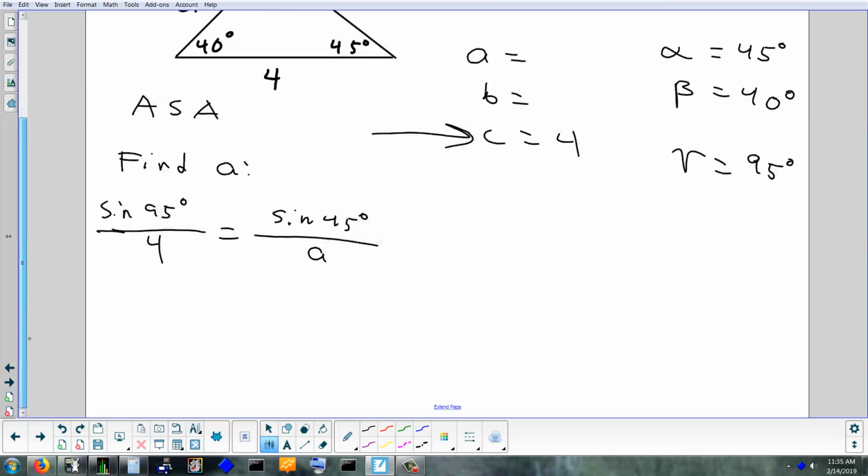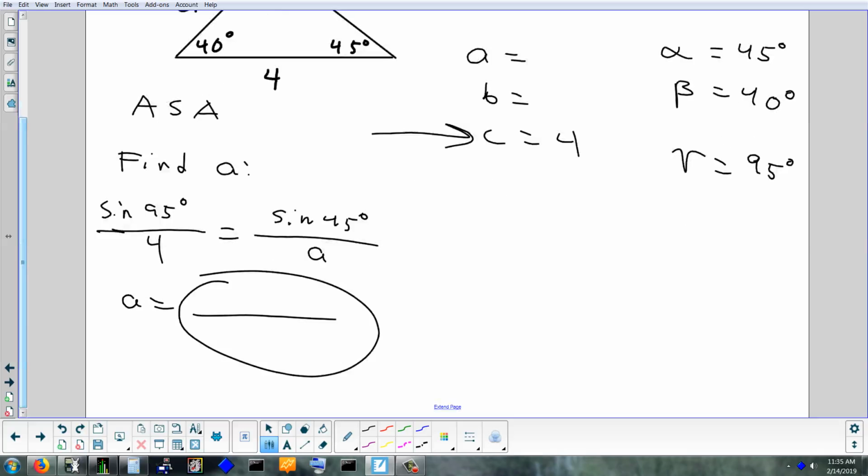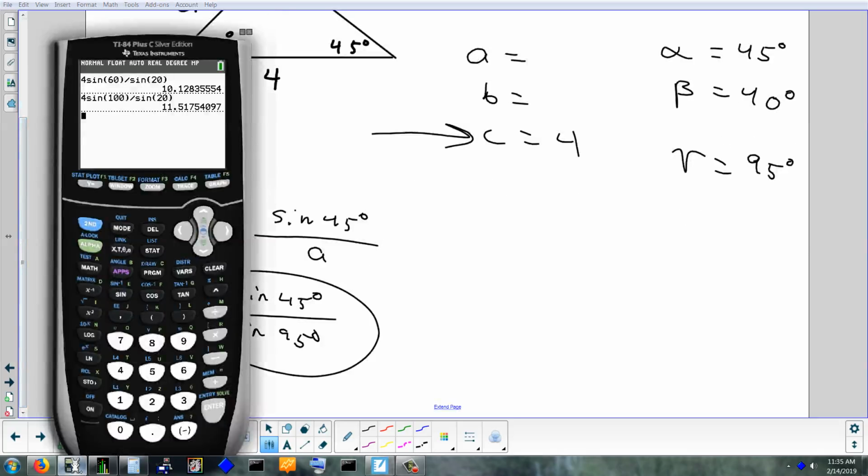All right. And now when you cross multiply, can anybody tell me all in one step what A will be? What times what divided by what? Emma? 4 sine 45 over sine 95. Yep. That's it. So let's see what we get. 4 sine 45 divided by sine 95. I keep saying to close that parenthesis because if you don't, you'll get the wrong answer. 2.839.